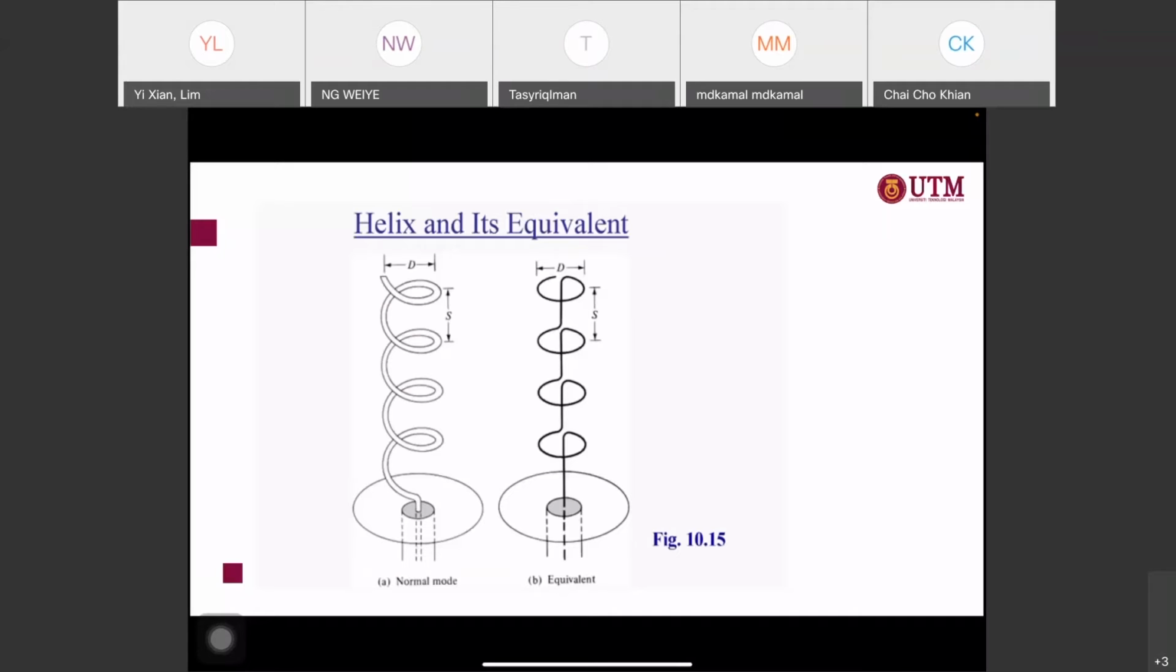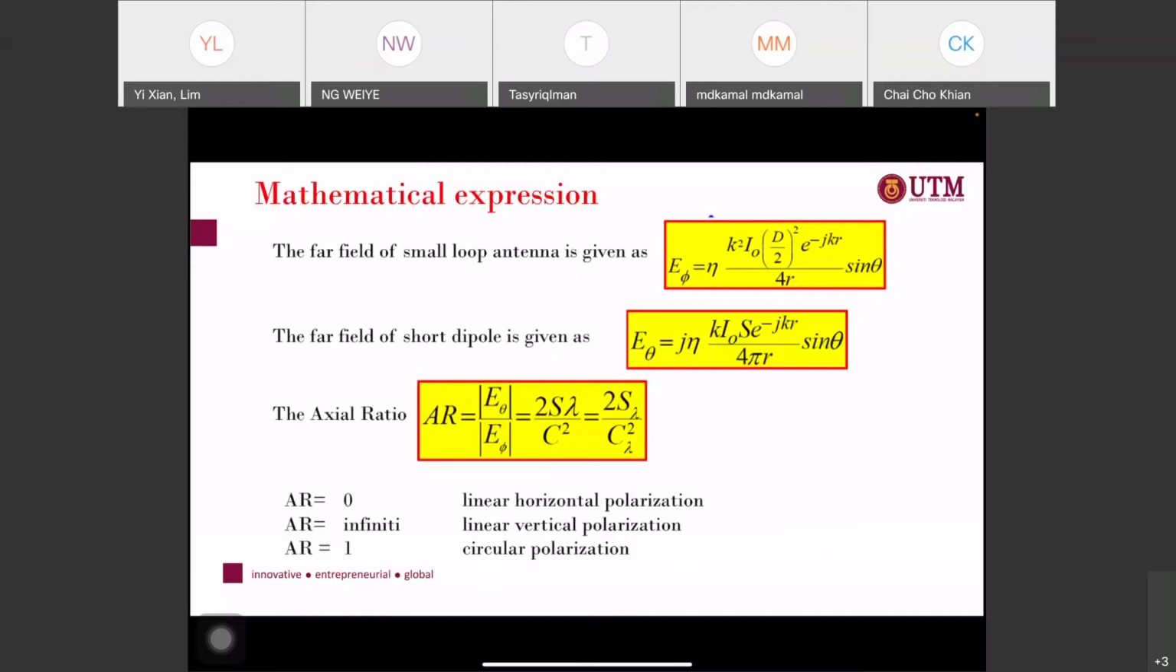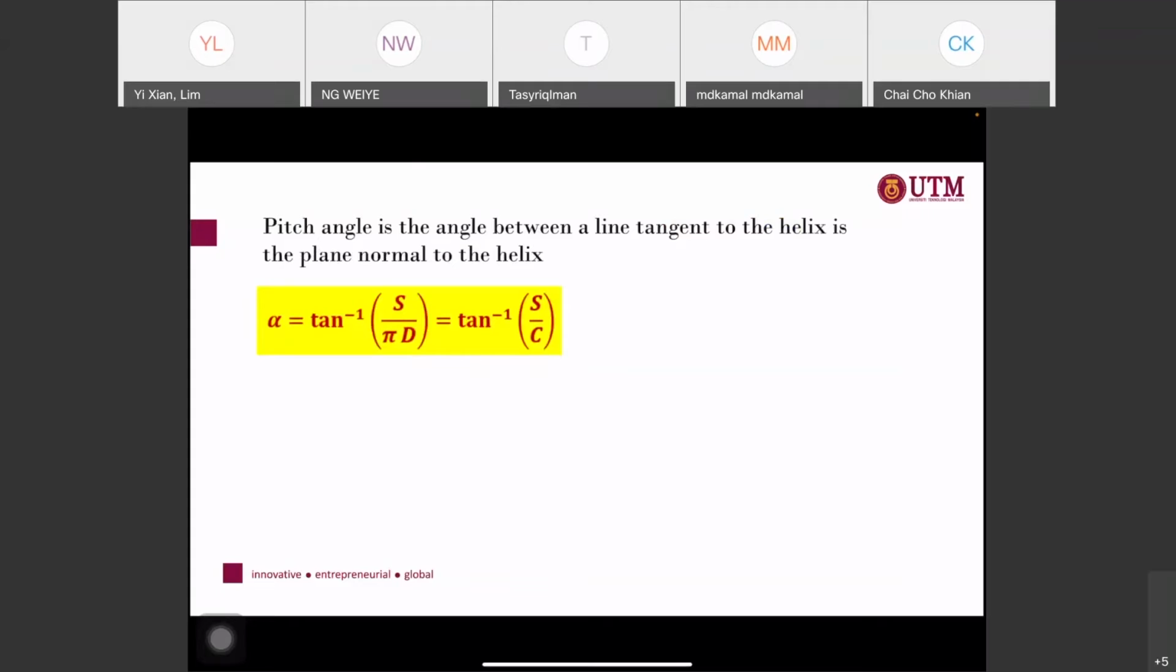This is the normal mode. Actually, the normal mode is a combination of a loop antenna plus a short dipole, so it becomes the normal mode. And this is the mathematical expression for the fields E phi and E theta. From there you can find the axial ratio, and you can also find the pitch angle.